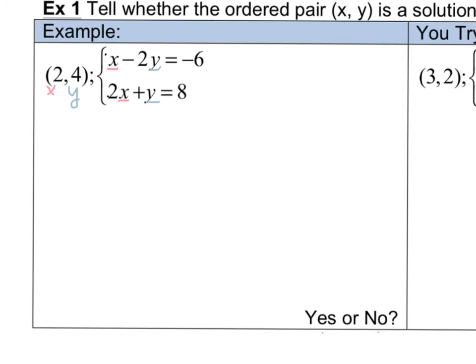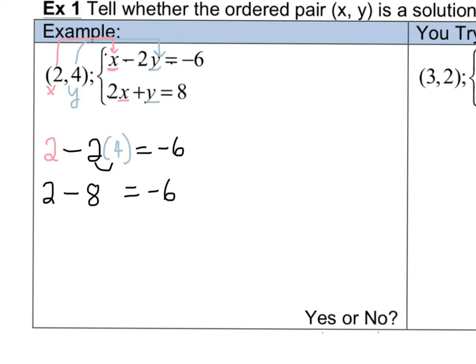So into the first equation, I'm going to write a 2 for x, then that minus sign, and then that 2. Now I'm going to plug in the number for y, which is 4. See, we're putting that right there. And we're putting this right here. And then I keep going, copy the equal sign. I'm going to see if that equals -6. So this will be 2 minus 2 times 4 is 8. Does that equal negative 6? Well, 2 minus 8 is negative 6. So that works out.